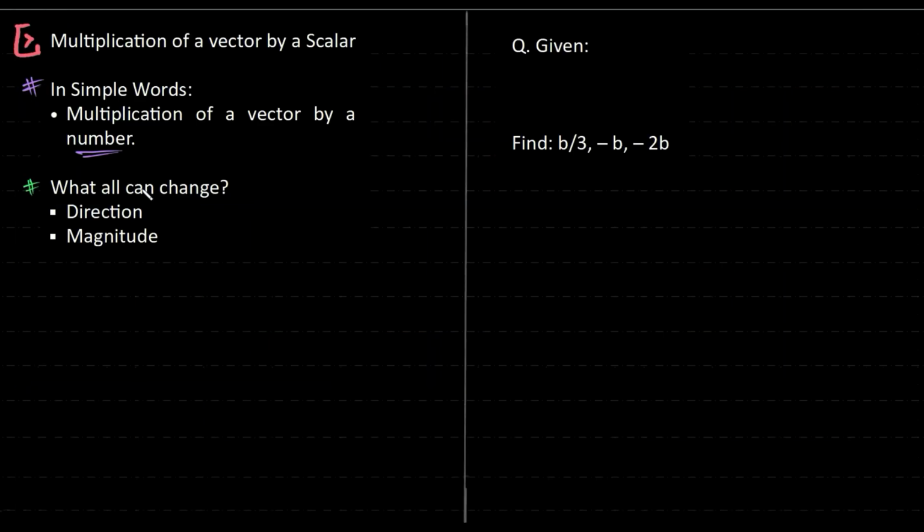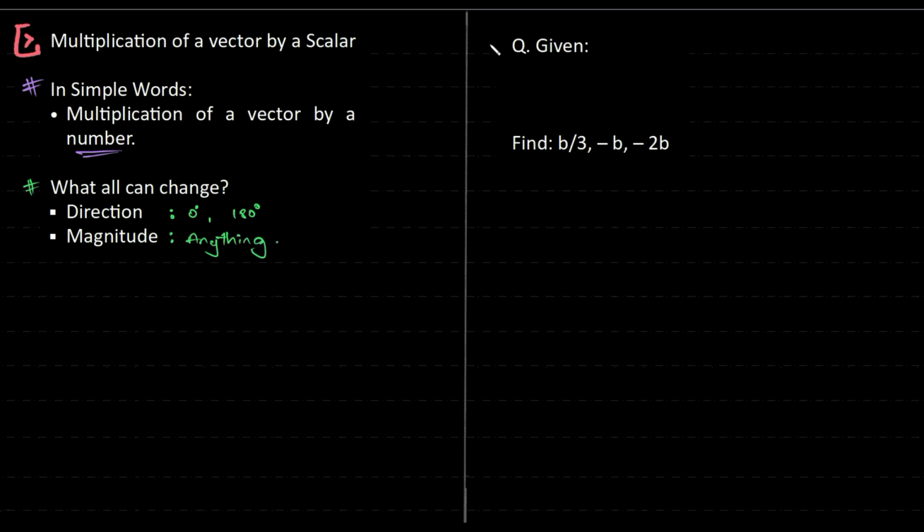So when we multiply a vector with a number, the direction can change in the sense that it continues to be 0 degree, or it can flip and become 180 degree. Magnitude can be anything. You can change the length to anything.